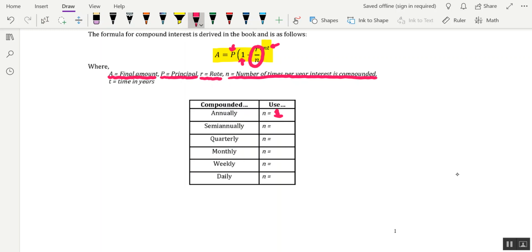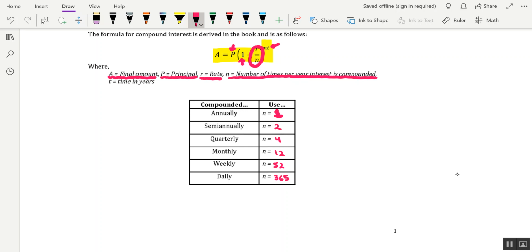If it says semi-annually, then it means that interest is charged after every half year. Since there are 2 halves of a year in a complete year, n would be 2. Quarterly would correspond to 4. Monthly would correspond to 12. Weekly, 52. And then daily, 365. Now, with some institutions, daily might be 360 or some value less than 365 due to things like holidays and such. But this is it for the video regarding the formula for compound interest.